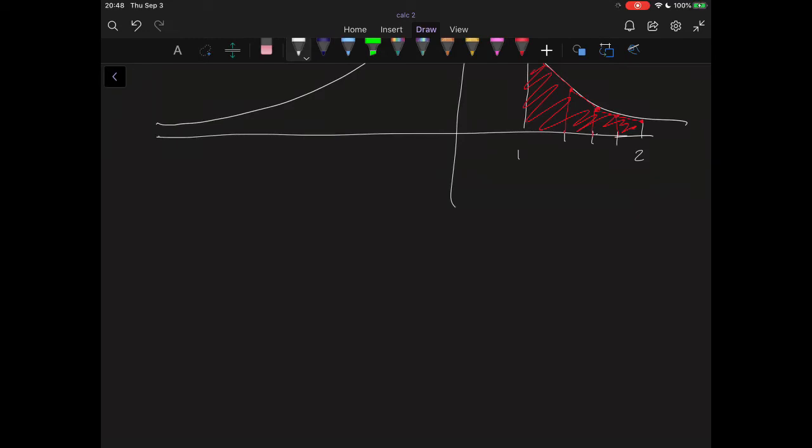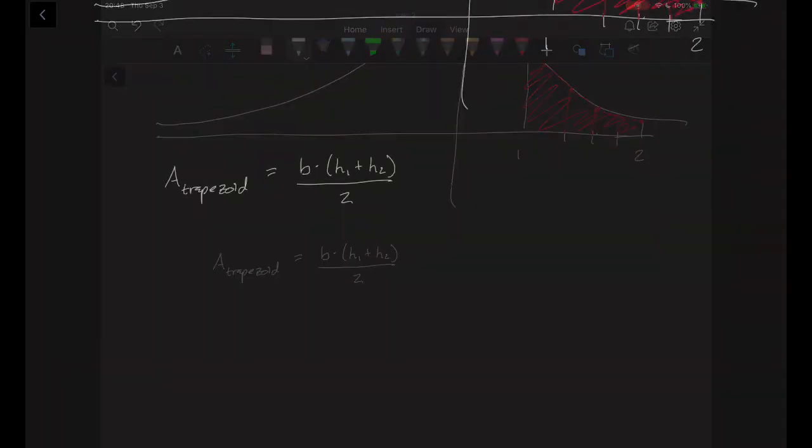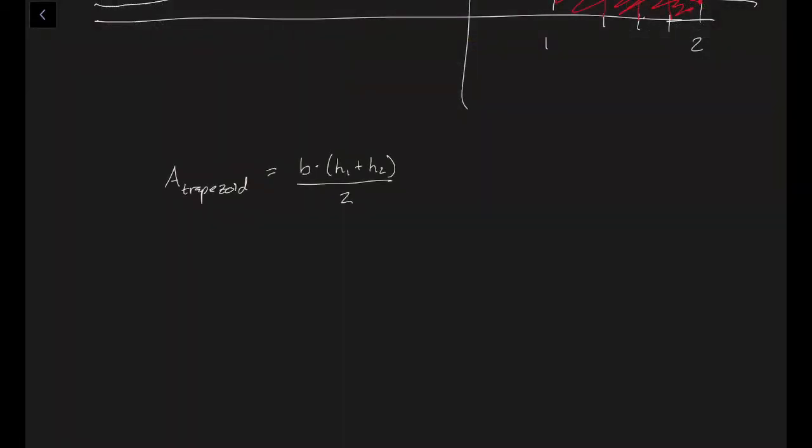So let's start by recalling what the area of a trapezoid is. So the area of a trapezoid is going to be base times height 1 plus height 2 over 2. So these trapezoids do share points.